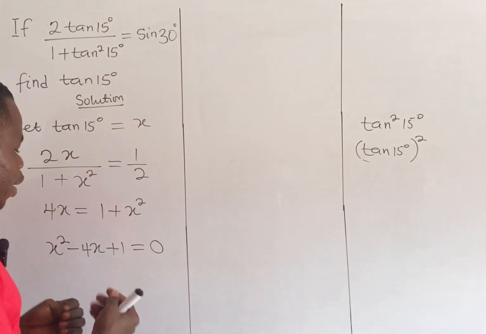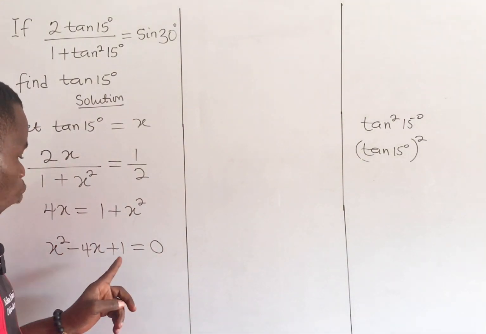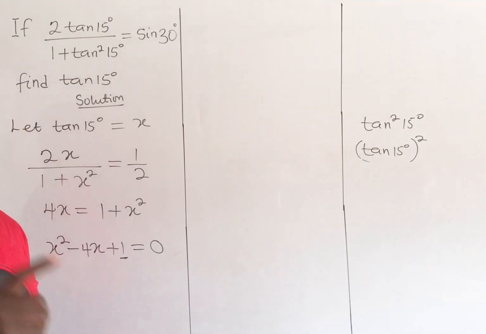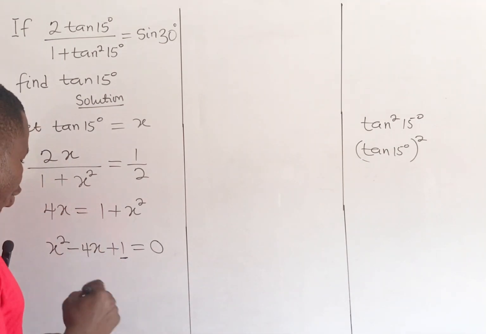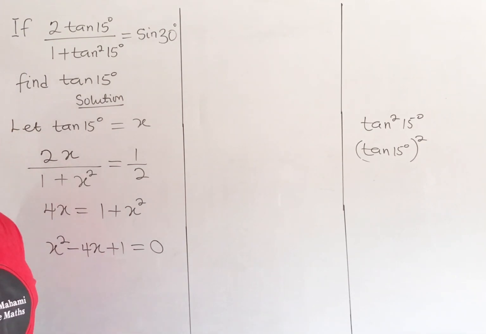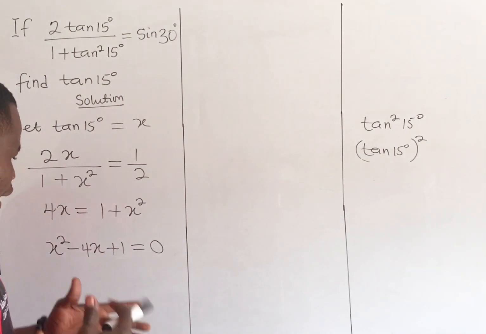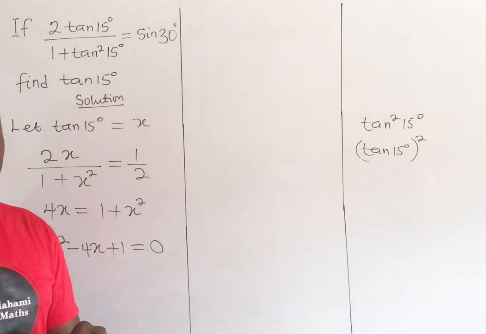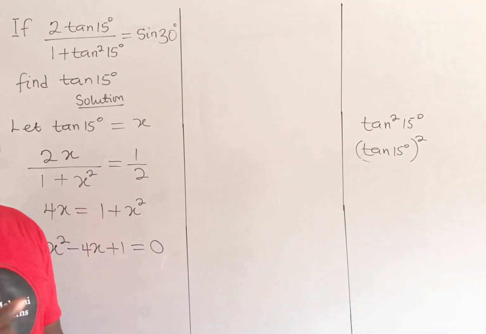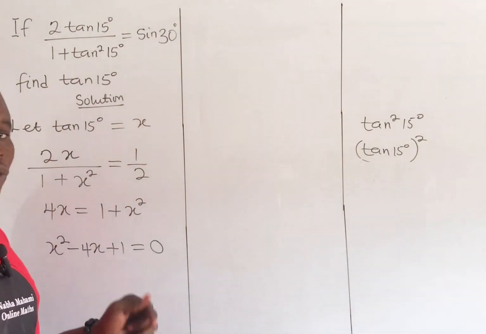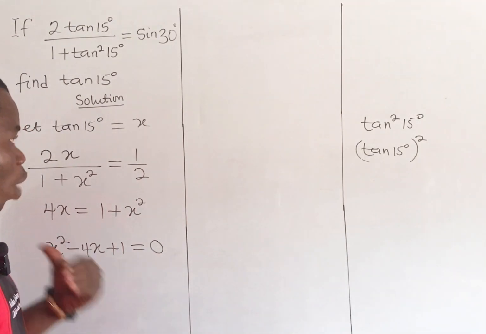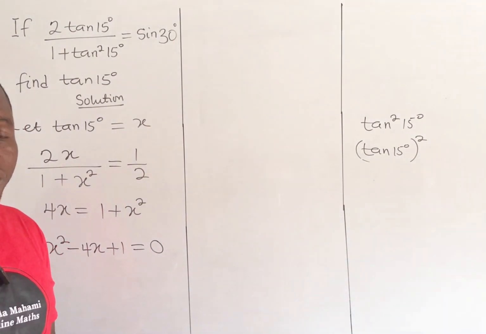Then we have to find two factors that you can multiply and get this one. This value is the product value. Two numbers, when you multiply, you get 1. If you add them, you get negative 4. And for this, we don't have two whole numbers that you can multiply and get positive 1, and when you add them, you get negative 4. So it means that in that case, we are going to use the quadratic equation formula.